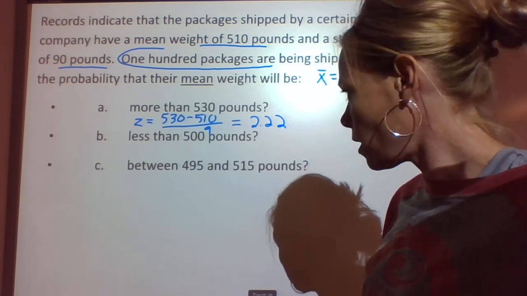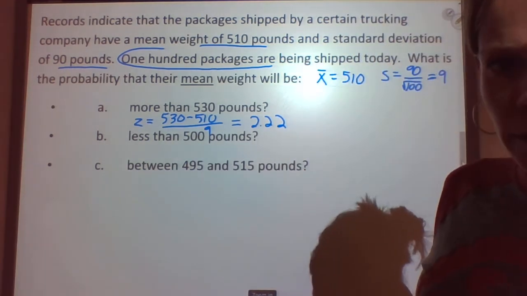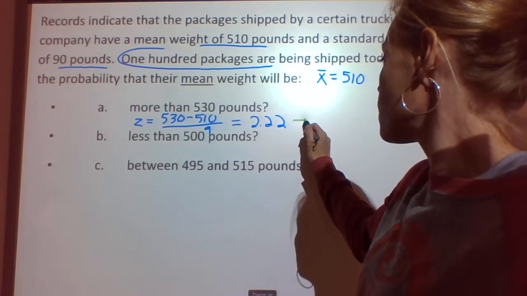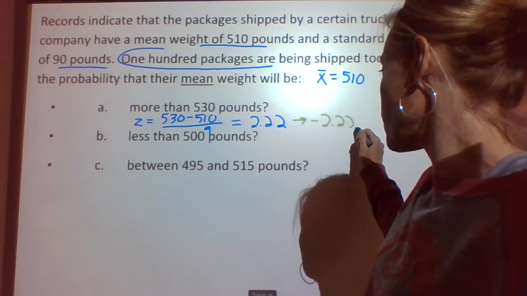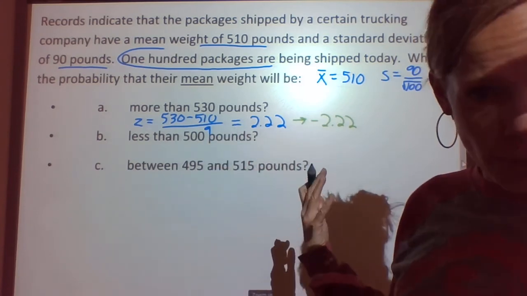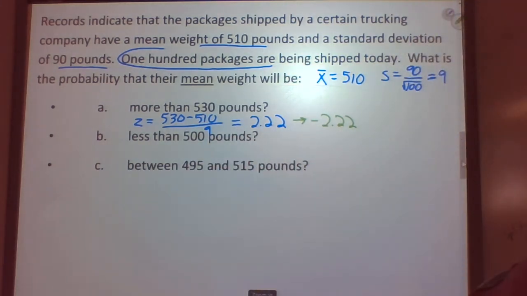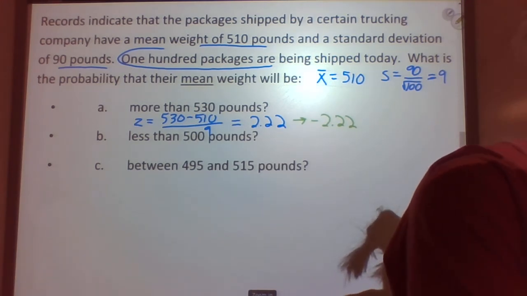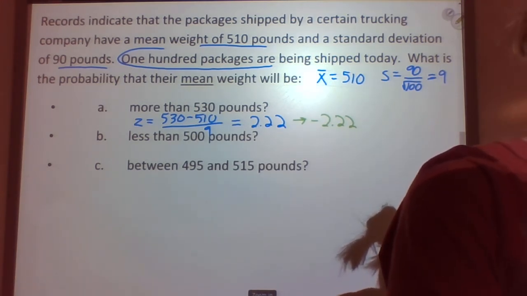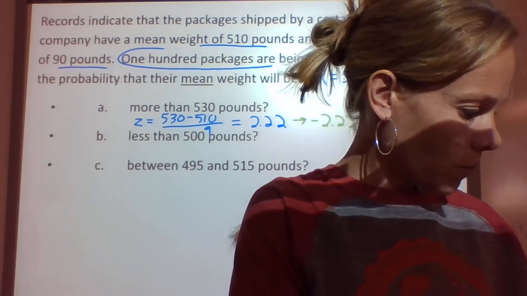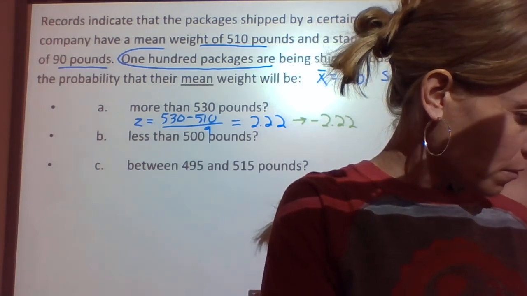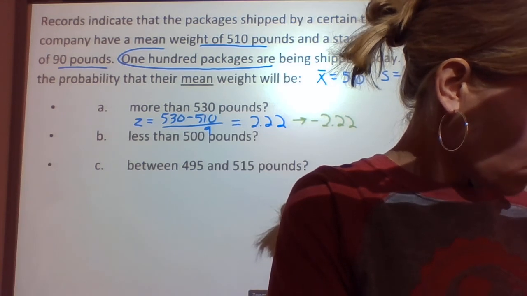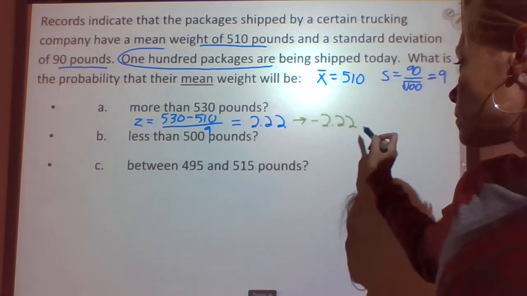Okay, so on my table in A16, am I looking up 2.22? Nope, this is more than, so I'm looking up negative 2.22 because I want area to the right. So negative 2.22 is 0.0132.